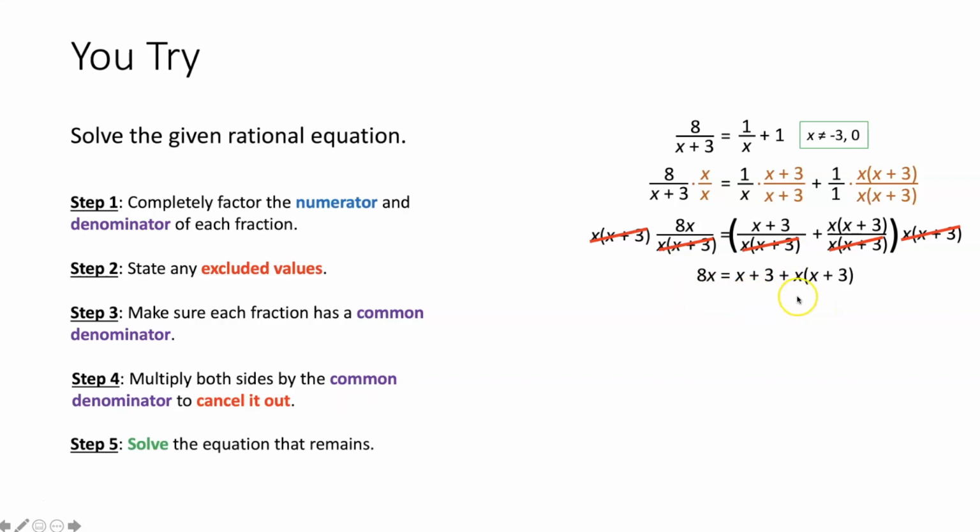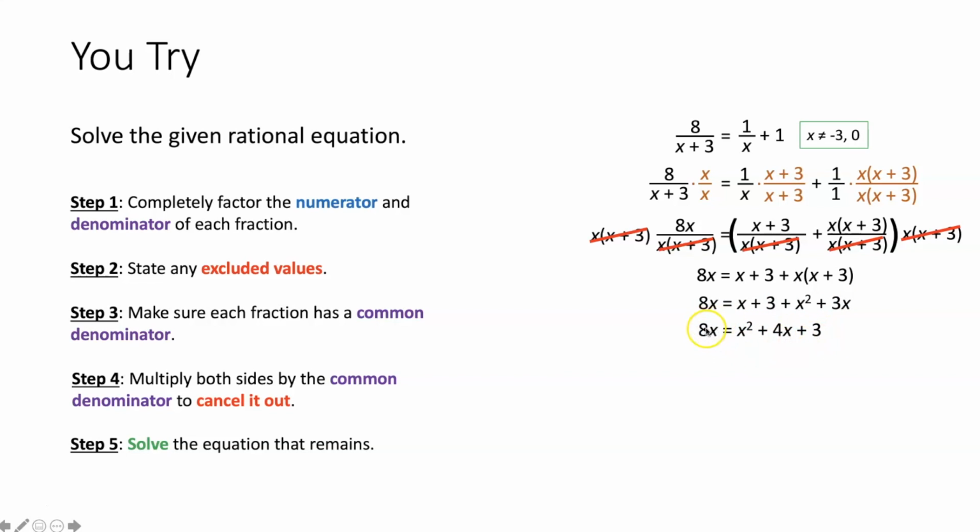That's step 5. So how do I solve this? Well, I need to simplify first. I distribute the x to the x and to the 3. I then combine like terms. X plus 3x is just going to give us 4x, and then this plus 3 I just move to the end. Now look, I have an x squared term, an x term, and a constant term.